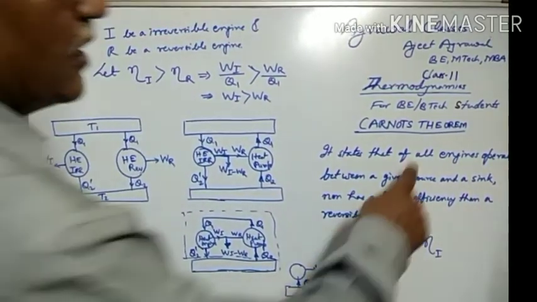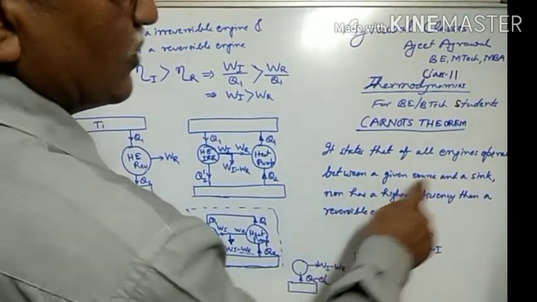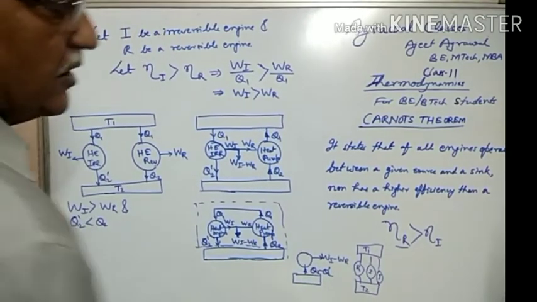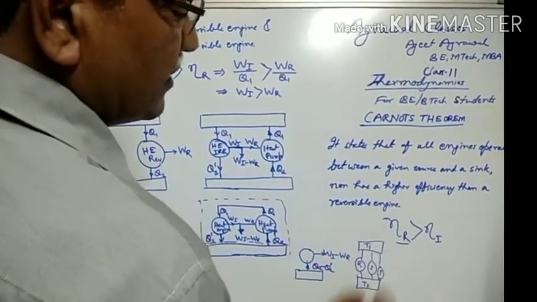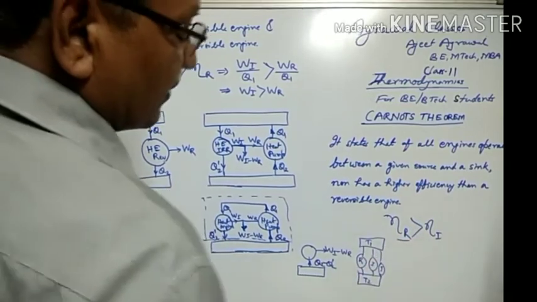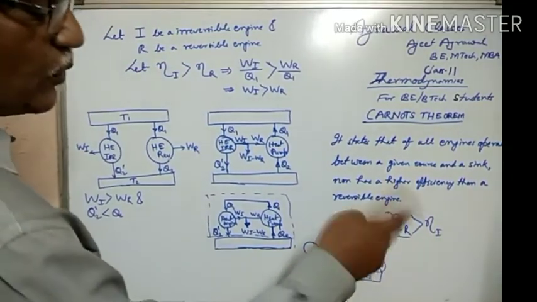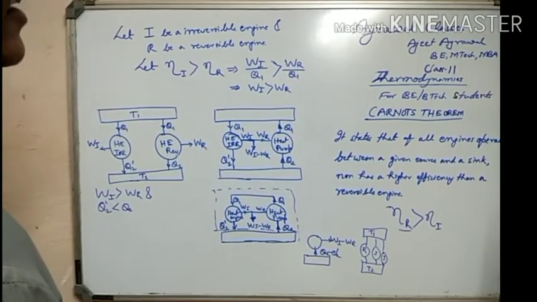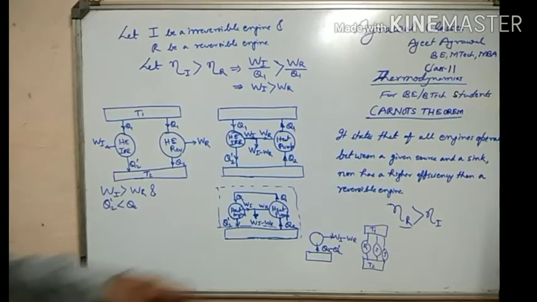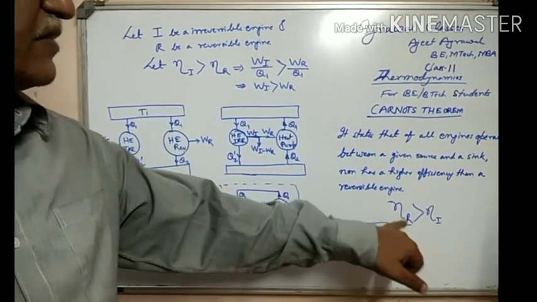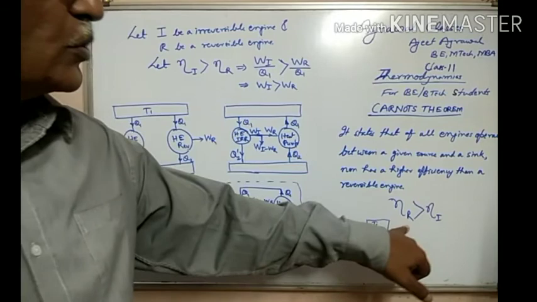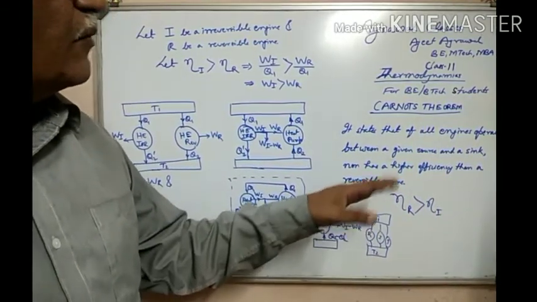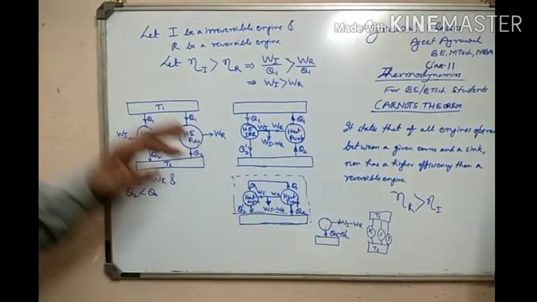So that is, of all the engines operating between a given source and sink, none has a higher efficiency than a reversible engine. That means the efficiency of a reversible engine will be higher than the efficiency of an irreversible engine if both the engines are operating between the same source and same sink temperatures. So we will have to prove that the efficiency of the reversible engine is more than the efficiency of the irreversible engine operating between the same temperature limits.